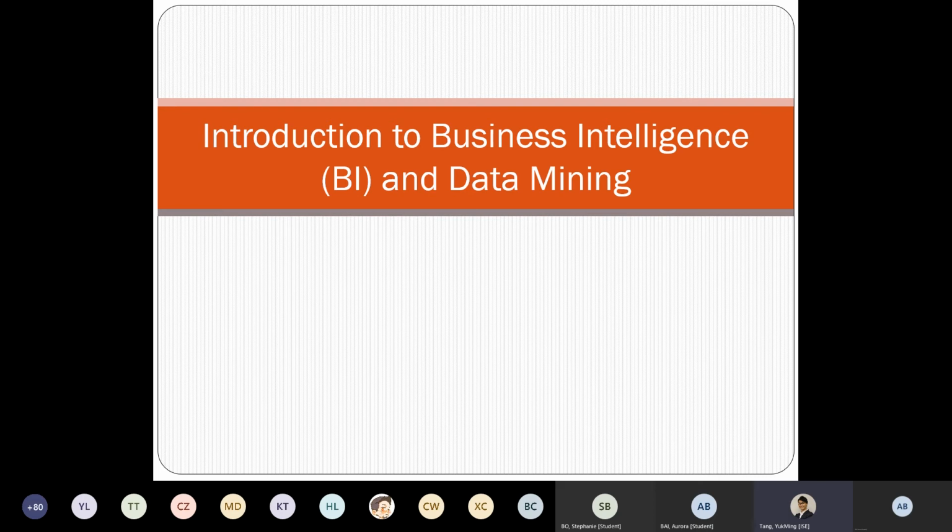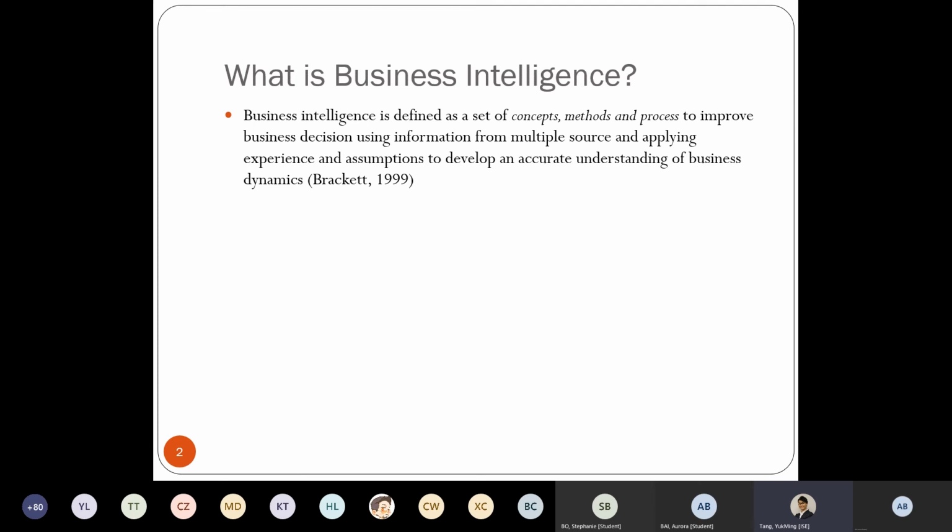So we start the introduction to business intelligence and data mining. Do you know what business intelligence is? The term business intelligence can be found from many years ago, since 1990. That is already 20 years ago. We have business intelligence because we would like to apply it in many situations, especially in different kinds of business. Business intelligence is defined as a set of concepts, methods or processes which aim to improve decisions.